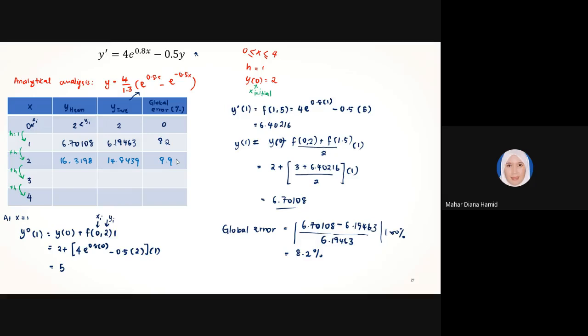Can you try to do x equals 3 and x equals 4? I'm going to give you about 10 minutes to do it. Thank you. While doing that, you can ask any question if you don't understand. Any question?